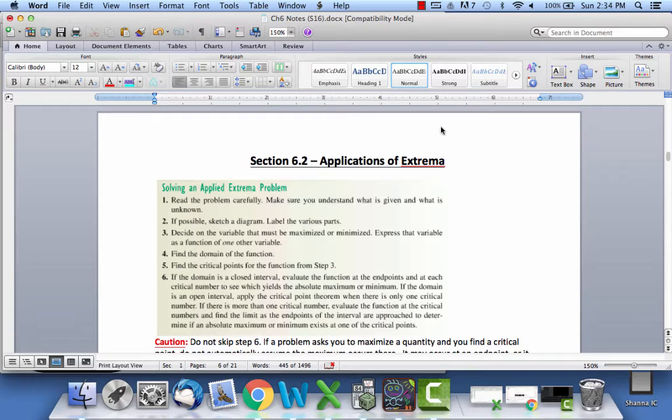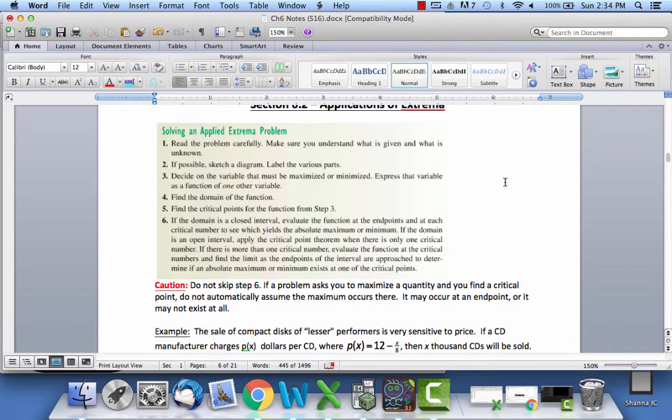Figure out what needs to be maximized or minimized. Hopefully in the beginning you've written that. Figure out the domain and then all the critical points. If the domain is closed, then you need to check the endpoints as possibilities for maximum, minimum.